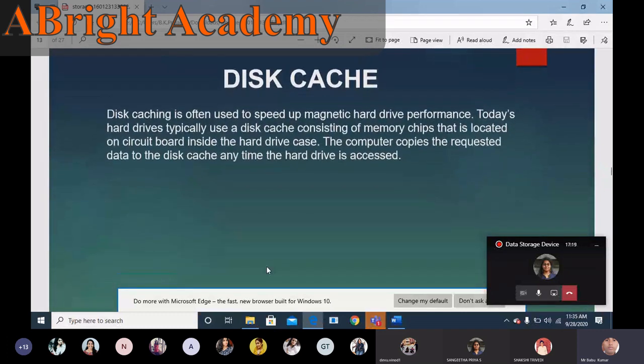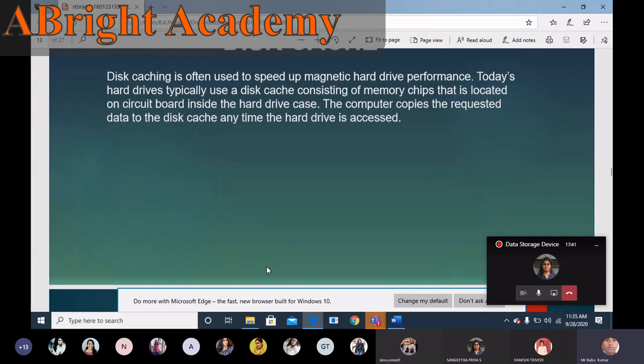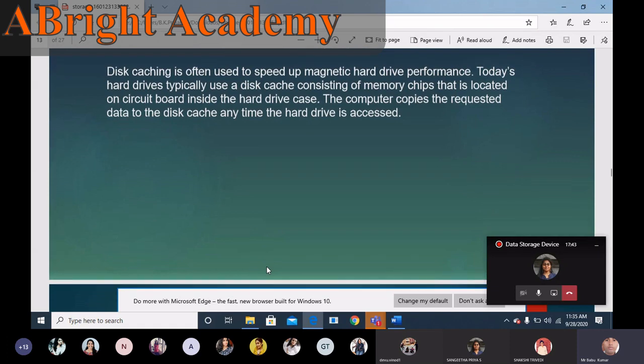Cache. Disk caching is often used to speed up magnetic hard drive performance. Today, hard drives typically use a disk cache consisting of memory chips that is located on a circuit board inside the hard drive. The computer copies the requested data to the disk cache anytime the hard drive is accessed.